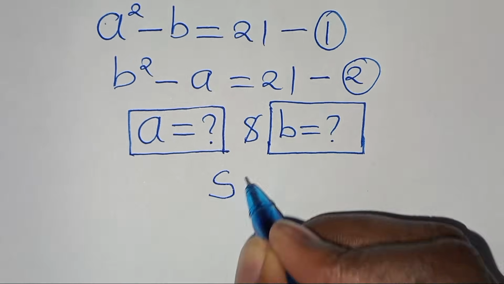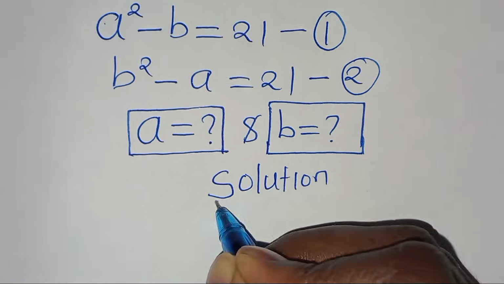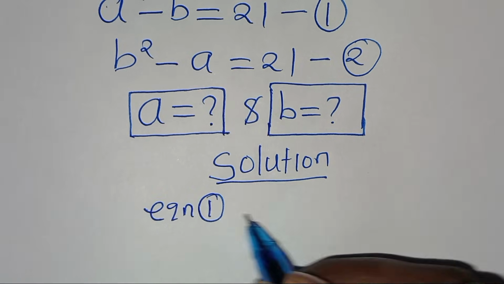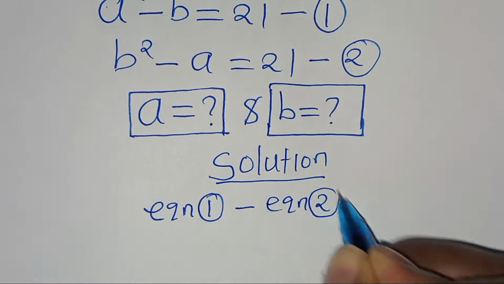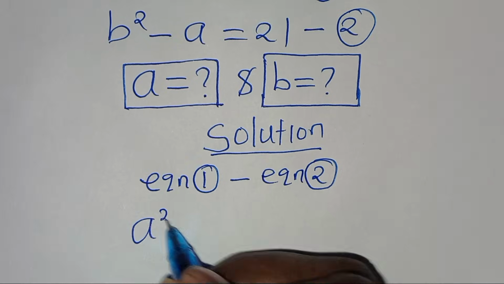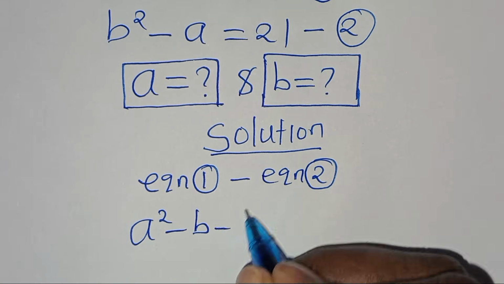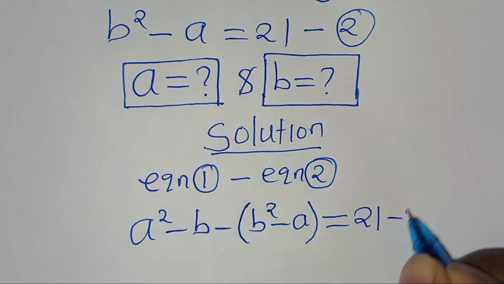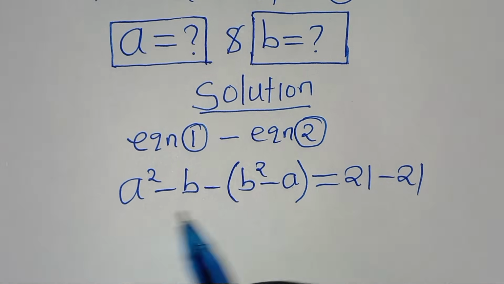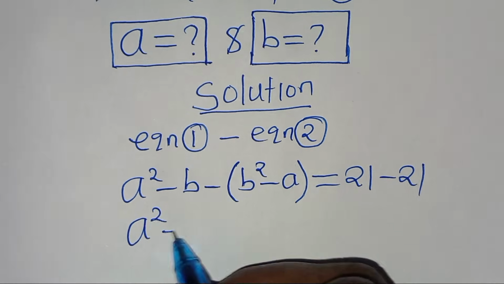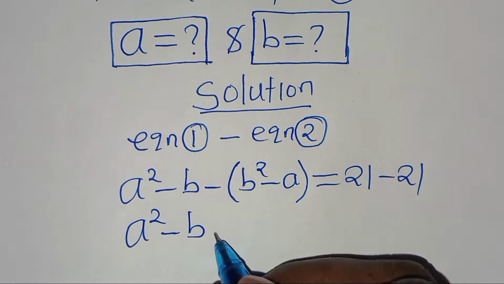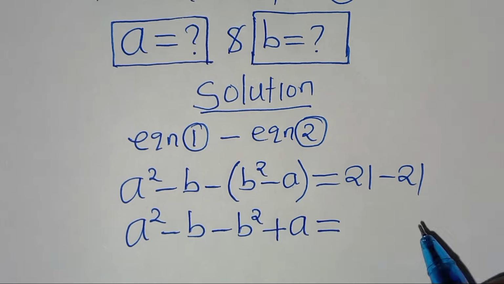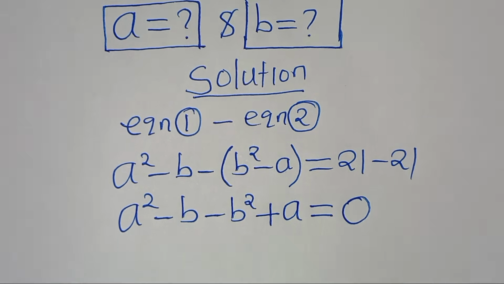Now let's provide a solution from here. The first step here is to subtract equation 1 with equation 2. So we have a squared minus b, subtract b squared minus a, this is equal to 21, subtract 21. So that now we have here a squared minus b. Let's open the parentheses here, so minus b squared minus times minus a, this is plus a, this is equal to 21 minus 21, which is 0.